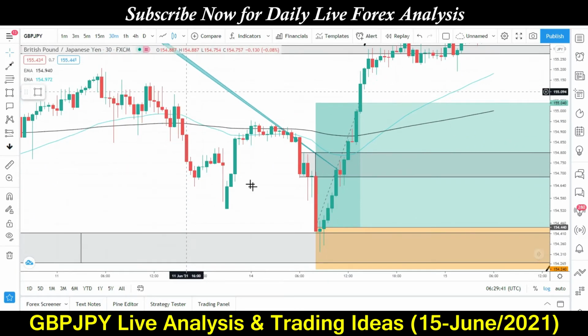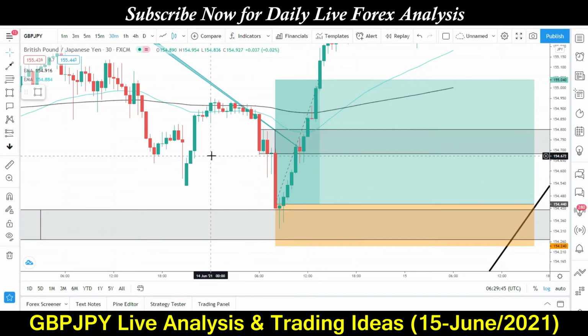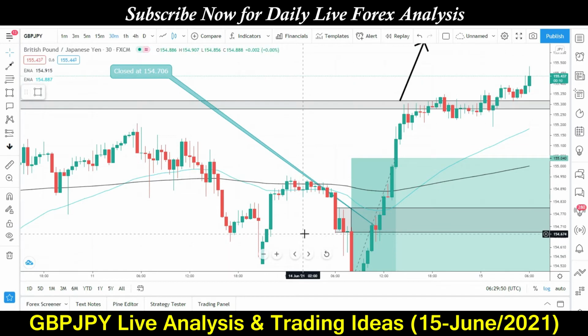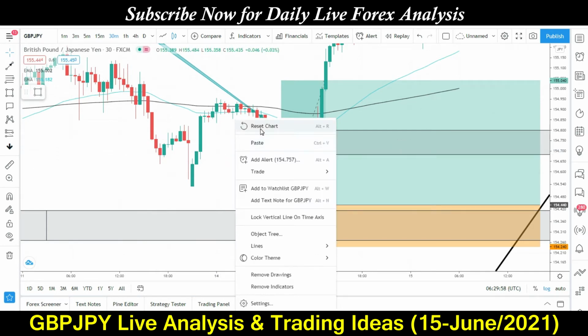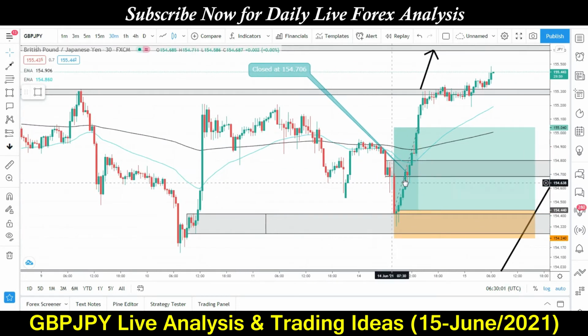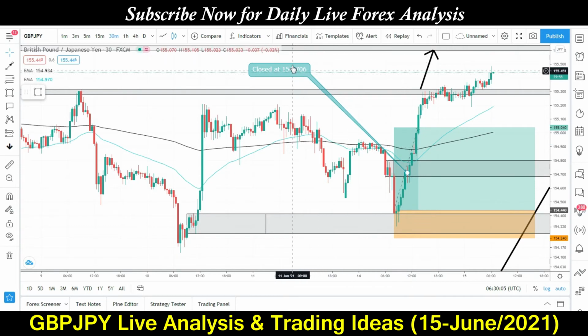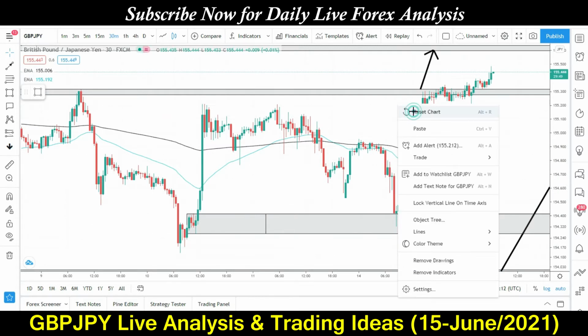almost at 154.70. So my entry was almost 154.44 and I closed my trade at 154.706. So this was almost a 26 pip trade. That was a nice trade, but after that the market goes up to hit my SL, but I was out almost here. Okay, so now come to the point. Let's move these areas and discuss our today's plan.